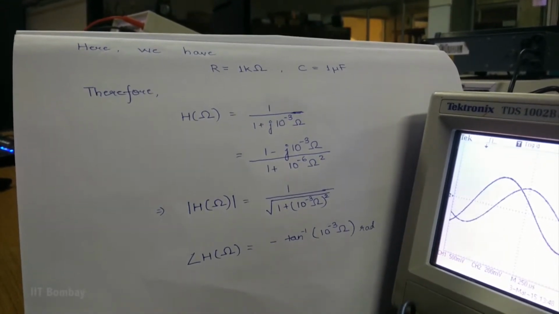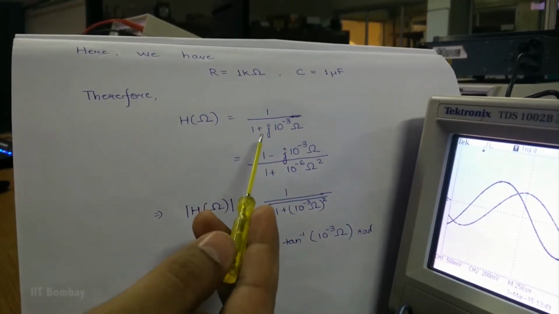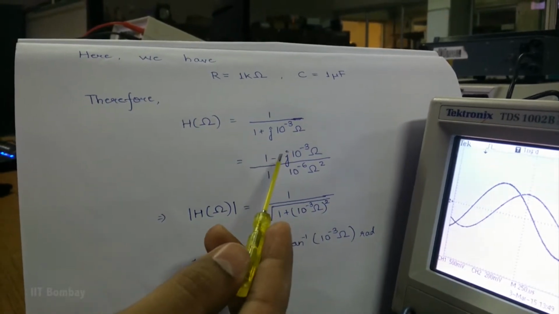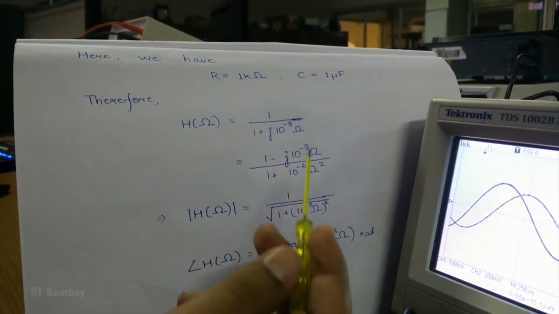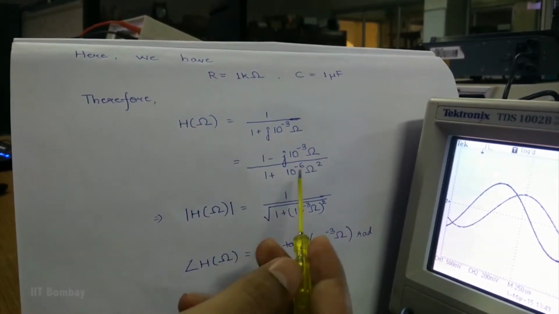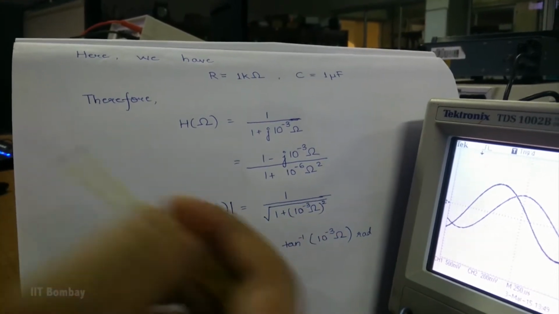equations can be simplified as follows. The transfer function H of omega can be written as 1 upon 1 plus j 10 to the power minus 3 omega, which can be further simplified as (1 minus j 10 to the power minus 3 omega) whole upon 1 plus 10 to the power minus 6 omega square.